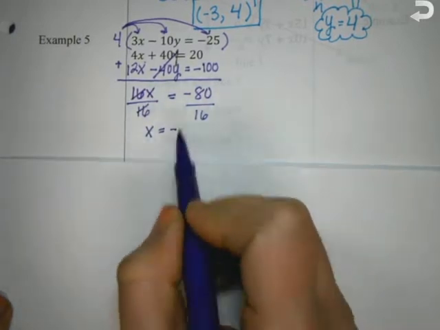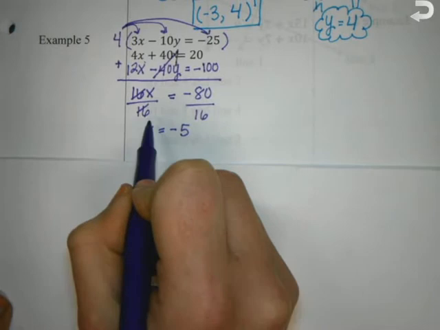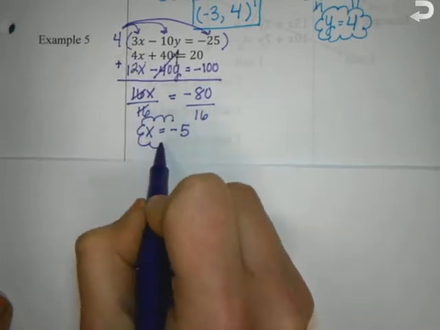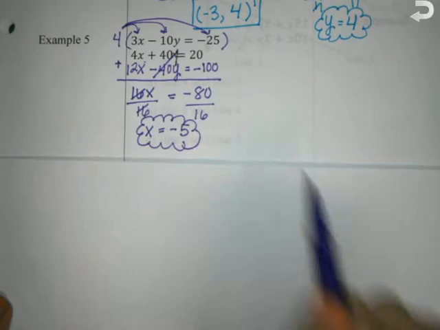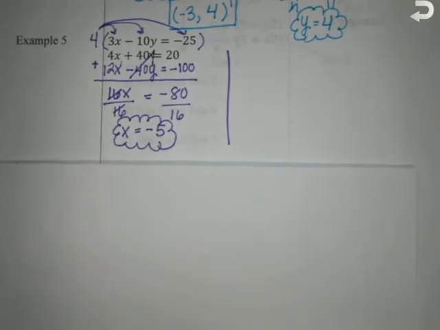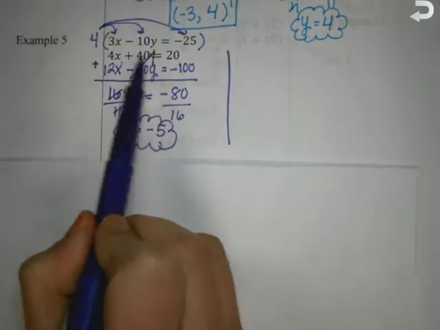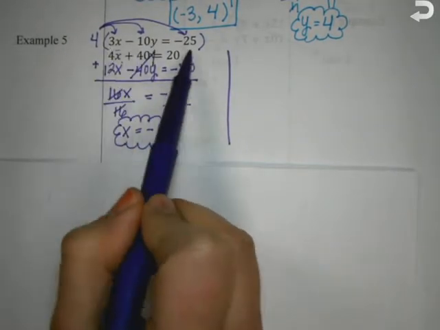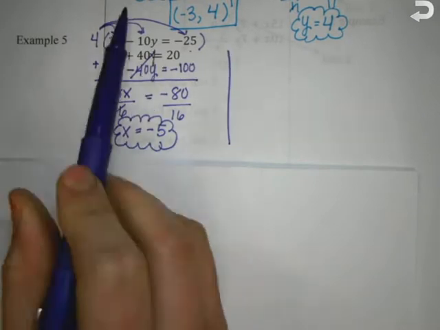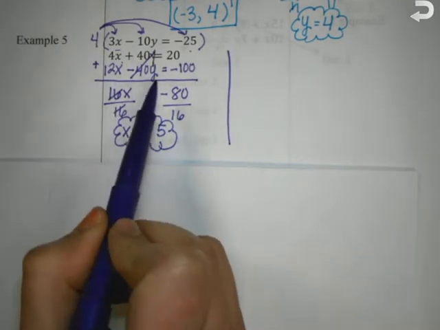Okay, I'm done, right? No. What do I do? Plug it back in. I could plug it into 3x minus 10y. I could plug it into 4x plus 40y. Or I could even plug it into 12x minus 40y. It does not matter. The second one? The first. Okay, so 4x, which is -5. So 4 times -5.